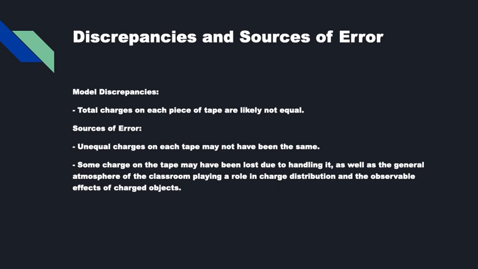And then here's some discrepancies and sources of error. So the total charges on each piece of tape are likely not equal. Then some of the sources of error were that these unequal charges on each piece of tape may not have been the same. And then some of the charge on the tape may have been lost due to handling it, as well as the general atmosphere of the classroom playing a role in charge distribution and the observable effects of charged objects.